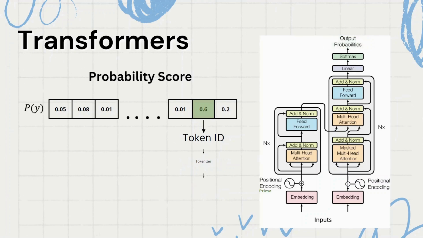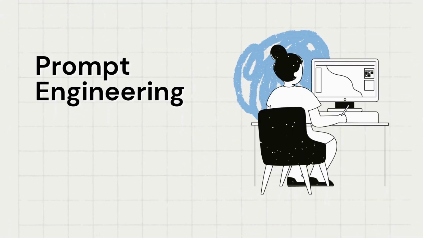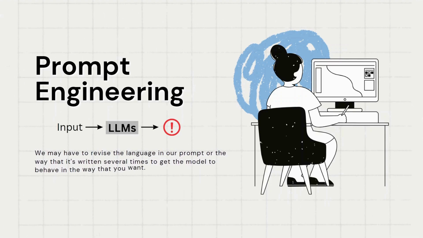Now, whenever we talk about transformers or large language models, there is this upcoming field under the name of prompt engineering. Now, what is prompt engineering? Whenever we want a pre-trained large language model to behave in a certain way for a particular task, it may fail to do so. And in that case, we may have to revise the language in our prompt or in the input the way it's written several times to get the model to behave in the way that you want. Now this work to develop and improve the prompt is known as prompt engineering.